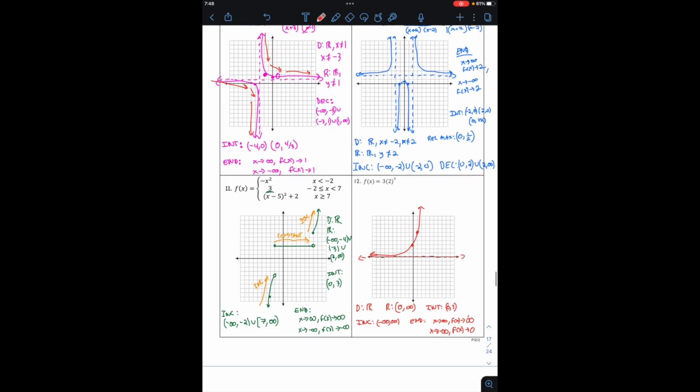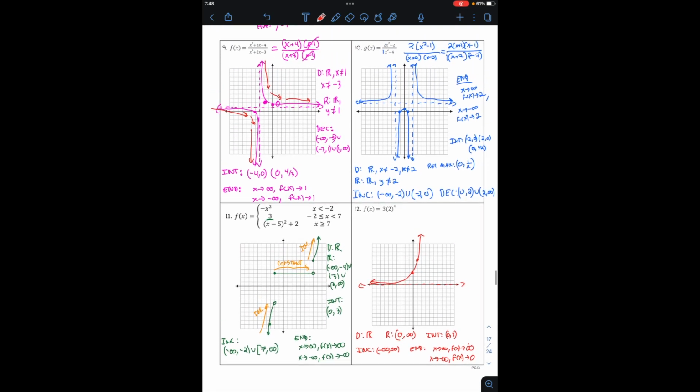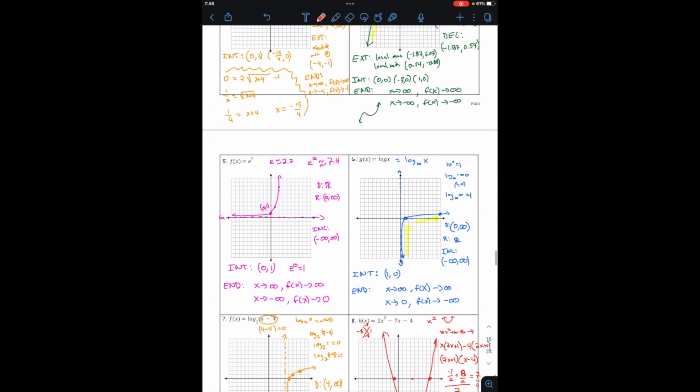Okay, so I hope that went okay. Kind of exhausting to do all these graphs, to be honest, but it's great practice. Hopefully me doing this was helpful.